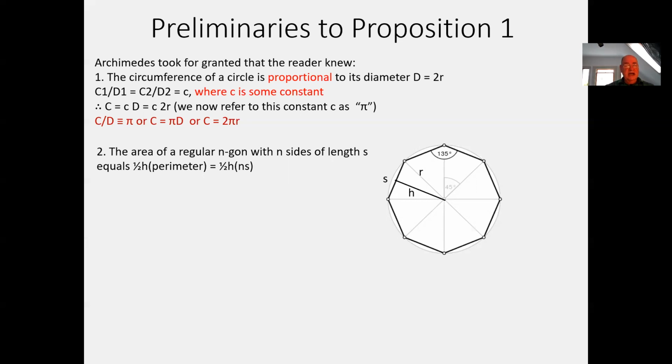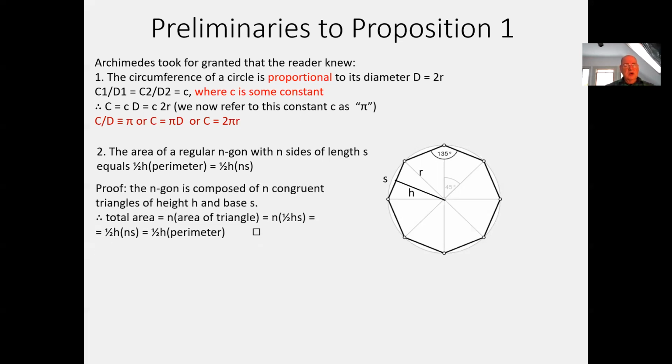is equal to 1/2 the height times the perimeter, which is n times s, s being the length of any side. The proof is really very easy. What is the area of the n-gon? Well, we have n of these triangles. Just add up the area of the triangles and multiply it times n. So the area of the triangle, of course, is 1/2 the base times the height, 1/2 the base, which is s, times the height, which we're calling h, and just do that n times. There are n of these triangles for a figure of n sides.